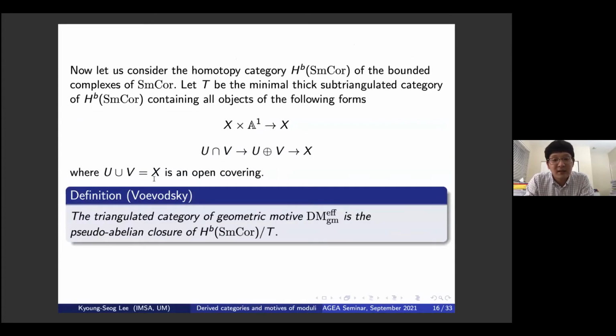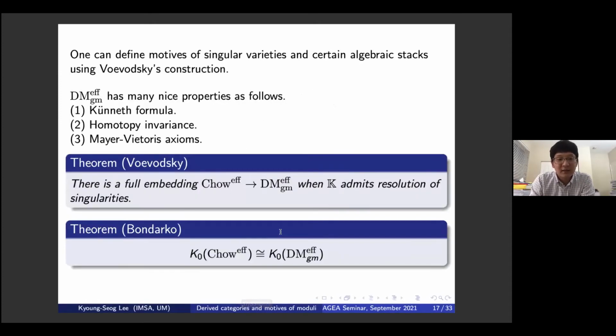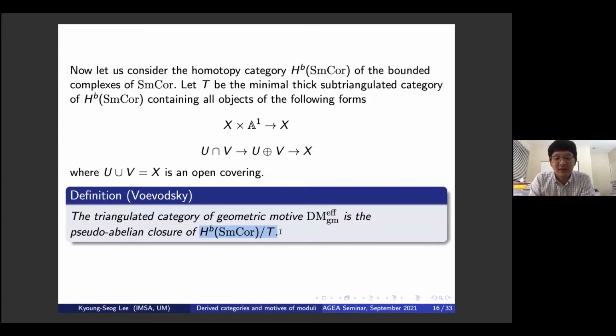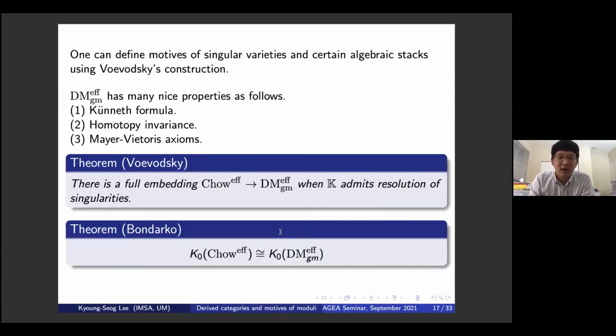And then he considered this homotopy category, and then modded out this category by these two relations. Then he defined this triangulated category of geometric motives as the quotient of this homotopy category by this relation, and took the pseudo-abelian closure. So in any case, he defined this triangulated category of geometric motives, and it extends the theory of Chow motives.